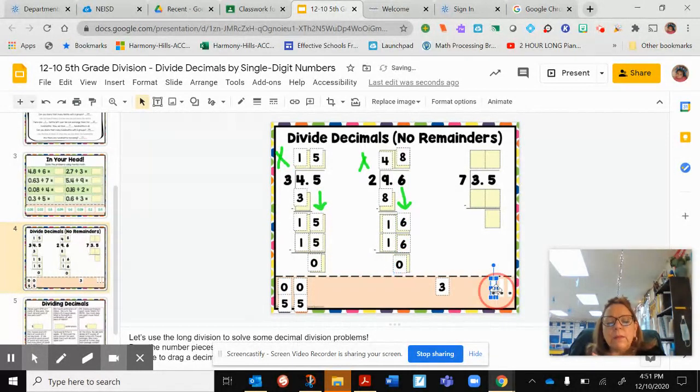What did I forget to do on my first problem? Absolutely right, my decimal. So I'm going to bring my decimal up there, and then I'm going to bring this one. Remember, it goes straight up. Wherever this one is, it's straight up into my quotient.